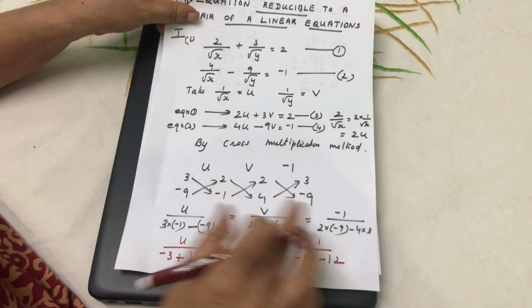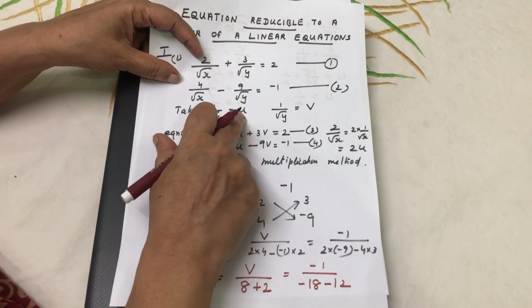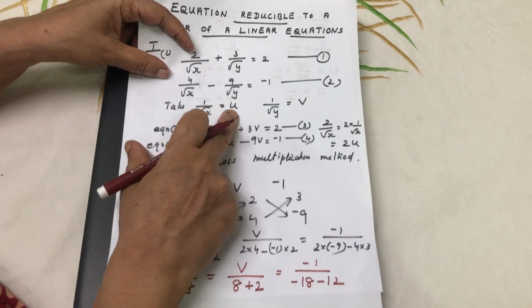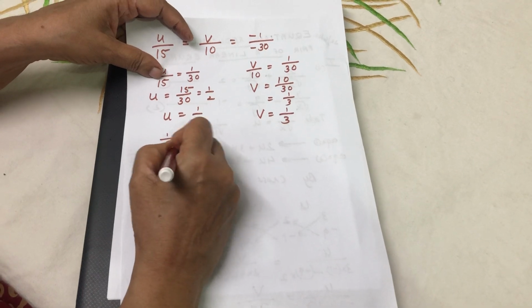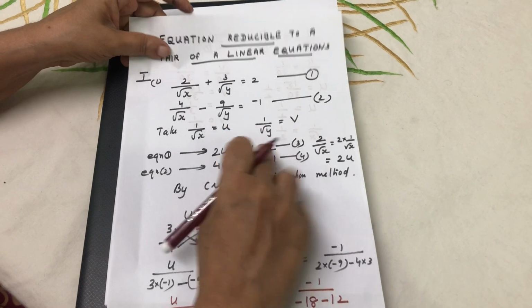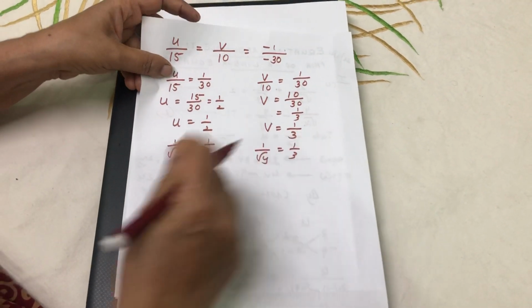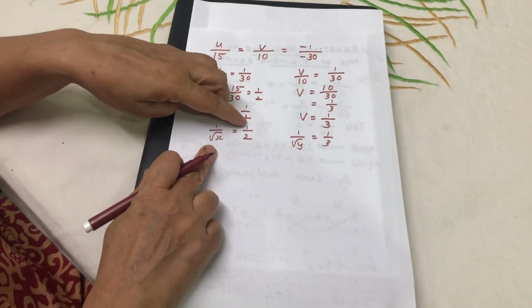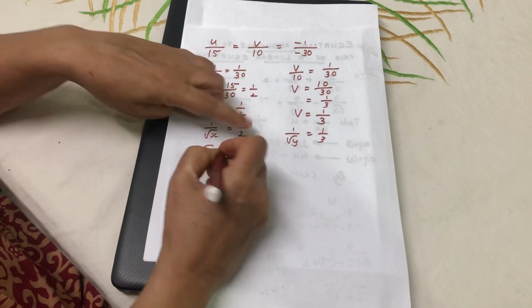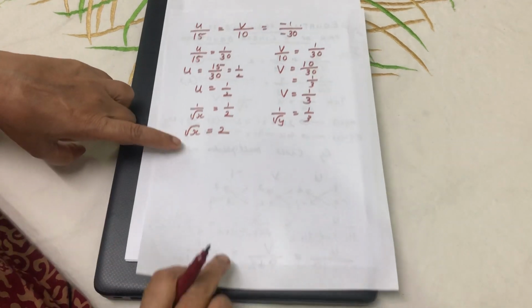So here we have taken 1 by root x as u. So you replace u by 1 by root x. u is 1 by root x equal to 1 by 2. v we have taken 1 by root y. So 1 by root y is equal to 1 by 3. Cross multiplication, root x into 1 is root x, 2 into 1 is 2. So root x is 2.